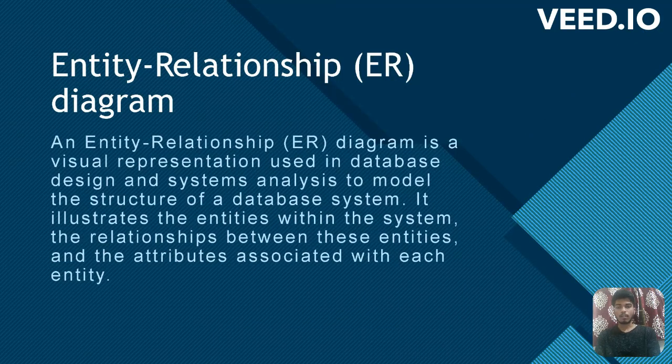ER diagram, also known as entity relationship diagram, is a visual representation used in database design and systems analysis to model the structure of a database system. It illustrates the entities within the system and the relationship between these entities and the attributes associated with each entity.